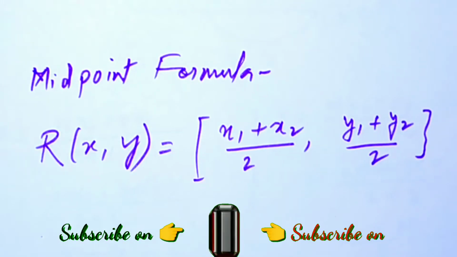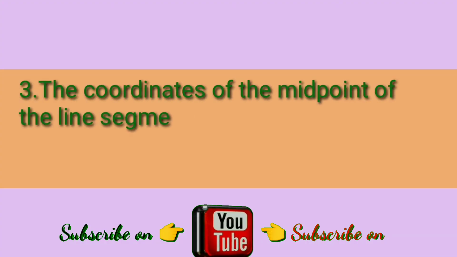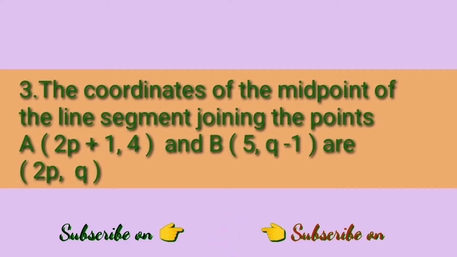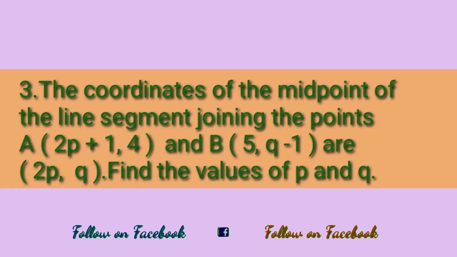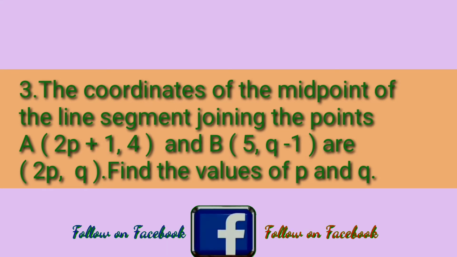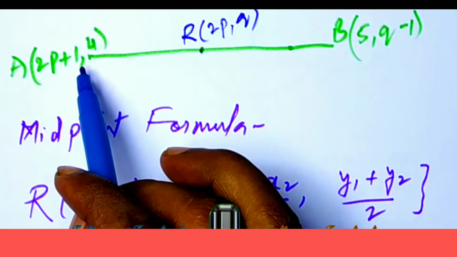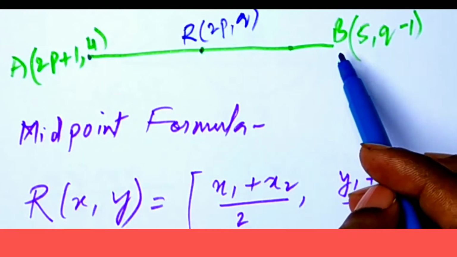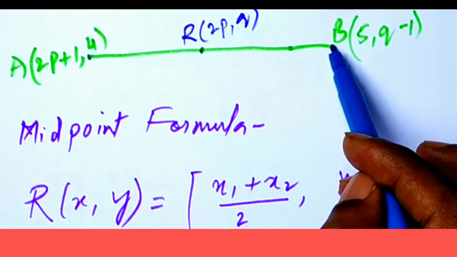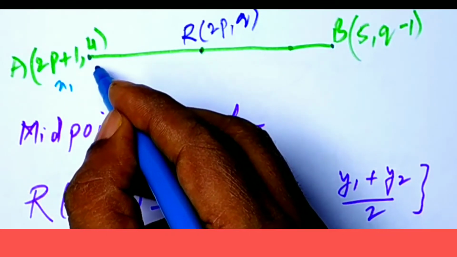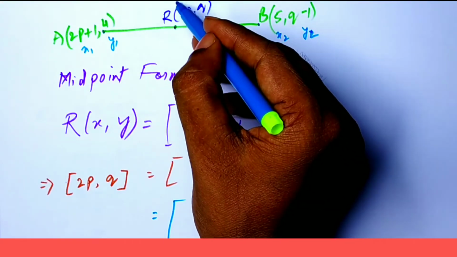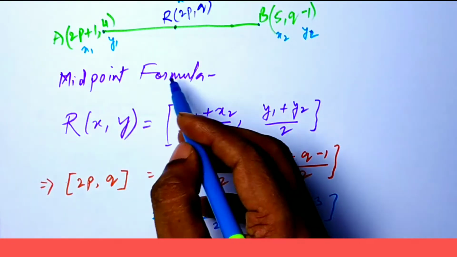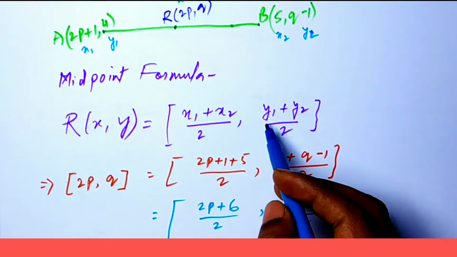Now let us solve a midpoint formula question. The coordinates of the midpoint of the line segment joining the points A(2p plus 1, 4) and B(5, q minus 1) are (2p, q). Find the values of p and q. So let us draw a diagram. We have written A(2p plus 1, 4) as point A, and B(5, q minus 1). This is our x1 and y1, this is our x2 and y2, and this is our x and y. So by the midpoint formula we have (x, y) equals ((x1 plus x2) by 2, (y1 plus y2) by 2).